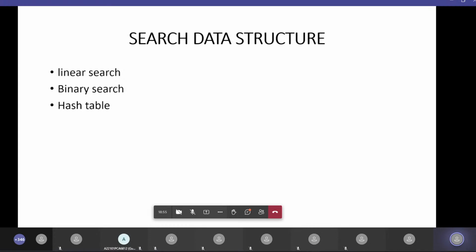For example, let us take the elements from 1 to 10. Okay, the middle element will be 5. Let it be 5. Okay, I am searching 9.